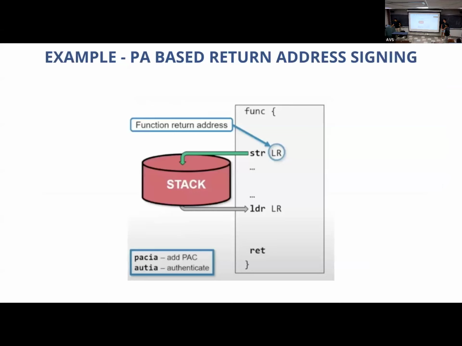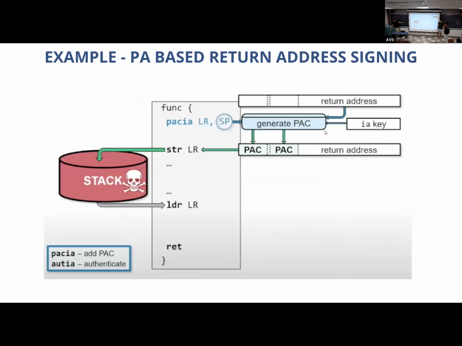And this is a quick example. So the return address is stored within the link register. And when it's in the link register, it can't be altered. But once it's on the stack, it can be altered by the attacker. So what we do is before we store it in the link register, we generate a PAC.